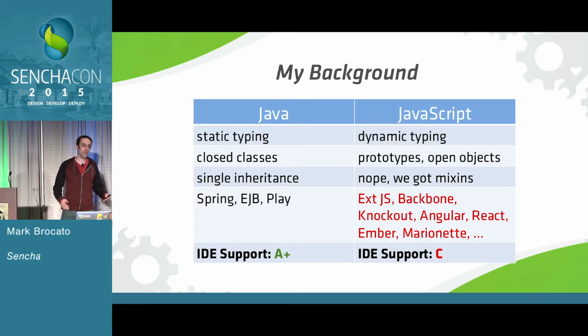Java has static typing, closed classes, single inheritance, and there are a few big players in the framework market for Java. So Java is very predictable, and it's a very safe and reassuring language.